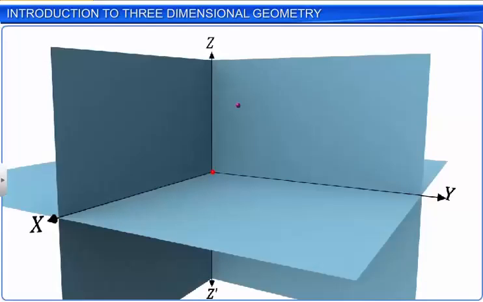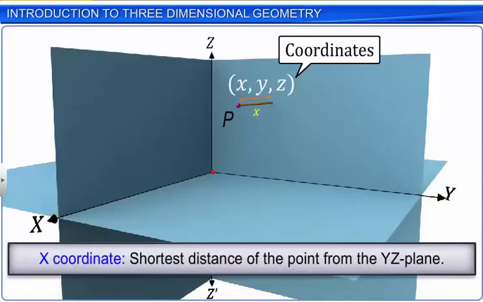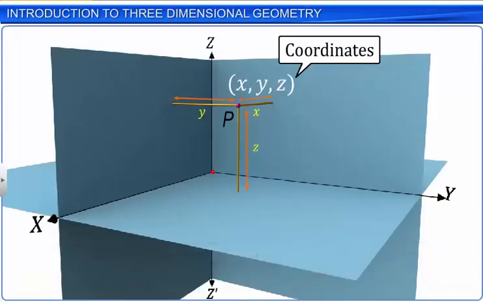Any point in space is represented with the help of the distances that it measures with respect to the planes. These distances are called the coordinates of the point. Suppose we have a point P in space. The coordinates of this point are x, y, z. Each coordinate individually indicates the shortest distance of the point from the corresponding plane. For example, the coordinate x determines the shortest distance of the point from the yz plane. Similarly, the y coordinate represents the distance of the point from the zx plane, and z represents the distance of the point from the xy plane. The coordinates of the origin are 0, 0, 0.